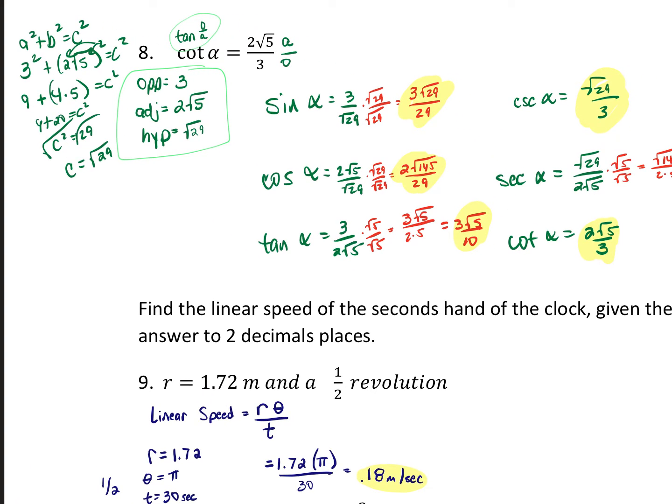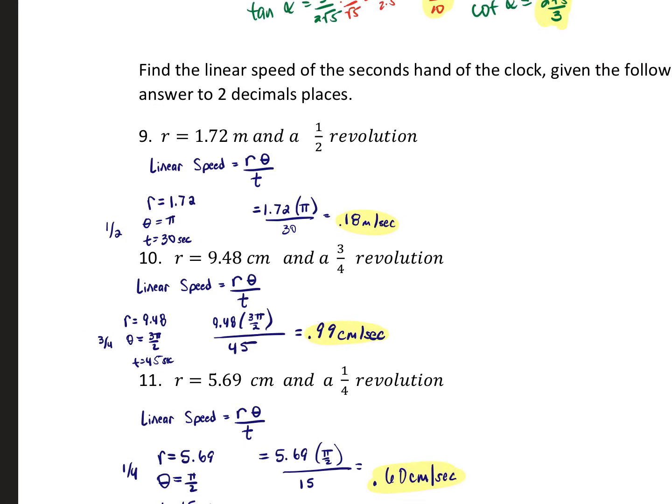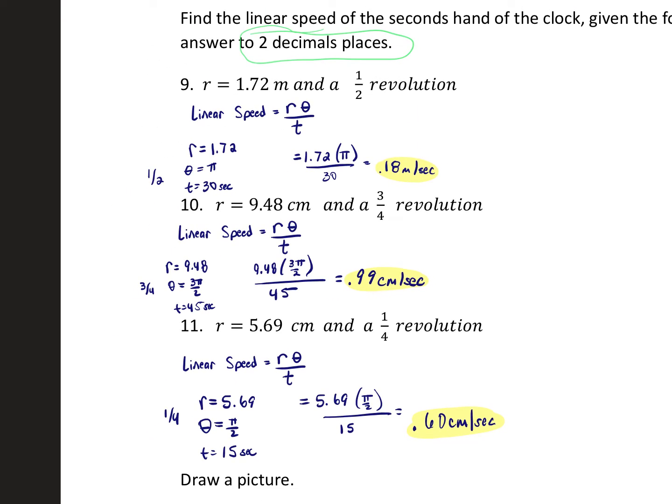All right, we will have a linear speed. Make sure that you follow directions. This says to round your answer to 2 decimal places. That means it's okay to have a decimal, right? Remind yourself what all of the different rotations mean. Because when you find your linear speed and they tell you what kind of rotation, a half rotation, a full rotation, 3/4, they're telling you theta, which is the central angle, and they're telling you the time.